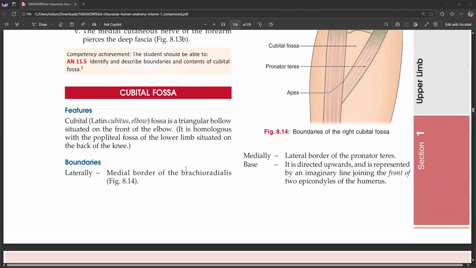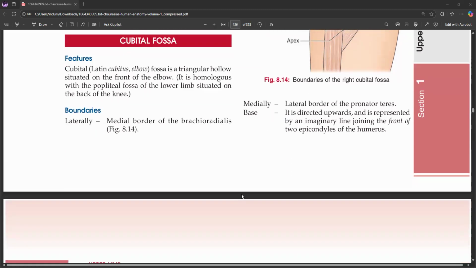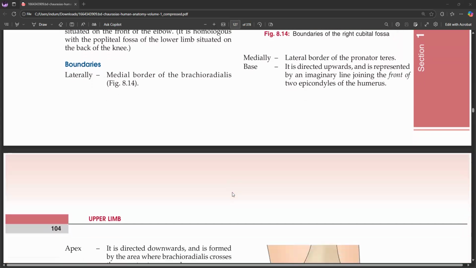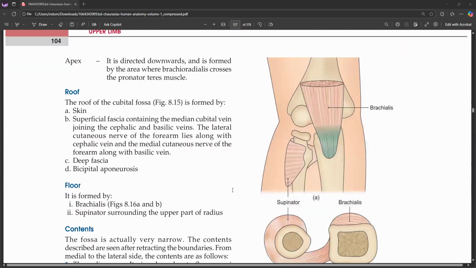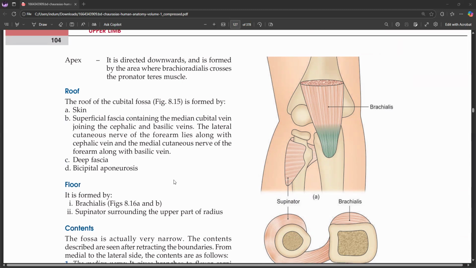Boundaries. Laterally, the medial border of the brachioradialis, figure 8.14. Medially, the lateral border of the pronator teres. Base. It is directed upwards and is represented by an imaginary line joining the front of the two epicondyles of the humerus. Apex. It is directed downwards and is formed by the area where brachioradialis crosses the pronator teres muscle.